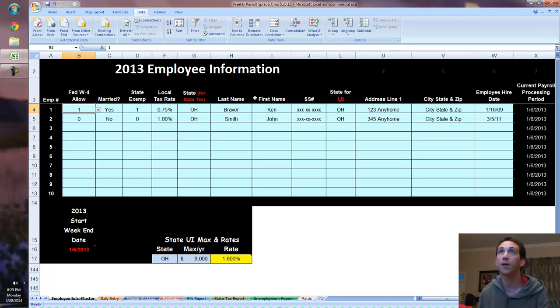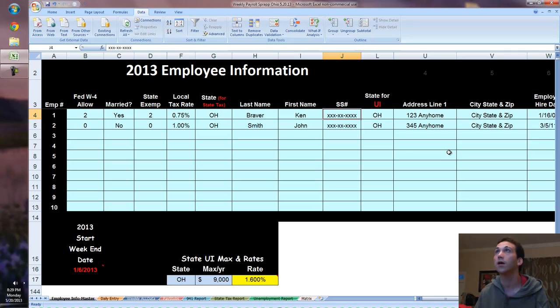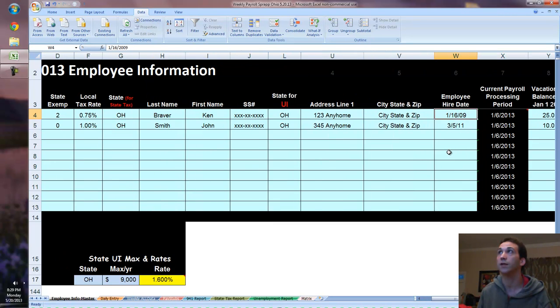Up here we have all the employee information, W-4 allowances, and you can change whether the person's married or not, the number of state exemptions. This is a local or municipal tax rate here. What state are we in? We're in Ohio. This is the last name of the person, first name of the person, Social Security number, what state for unemployment, also Ohio. You put the address, city, state, zip.